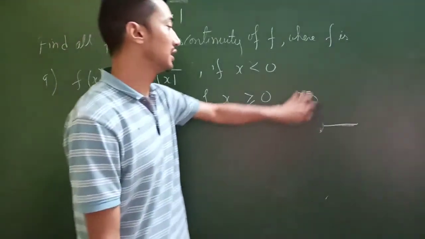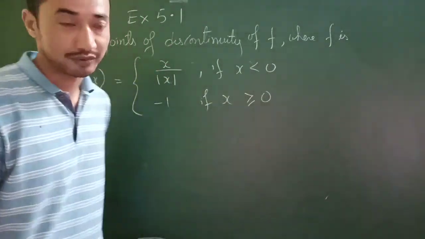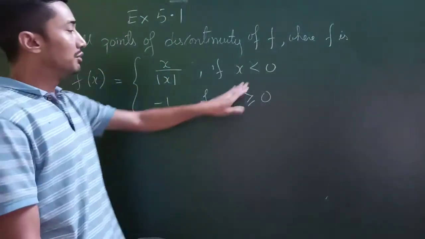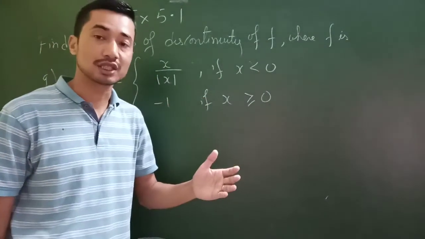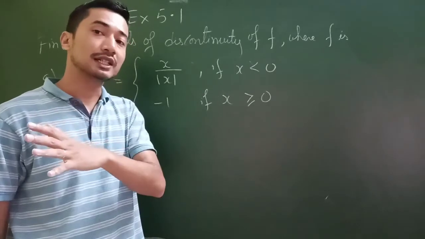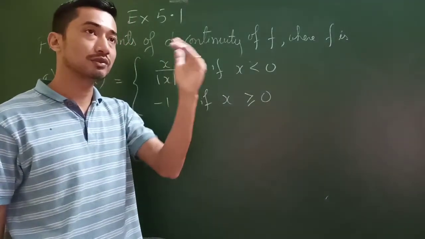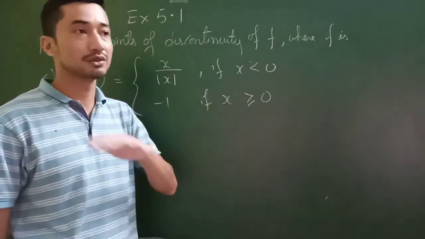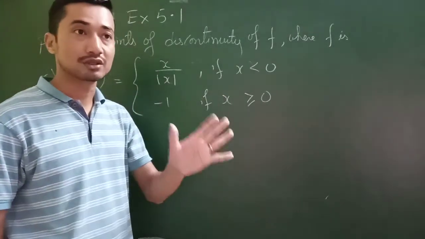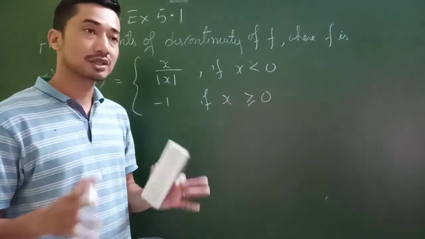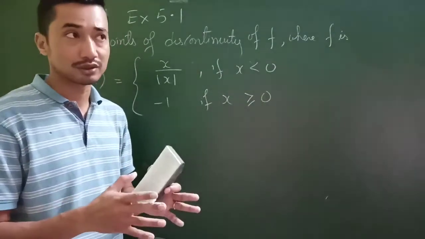So let's check at the point x equal to 0. I hope you've got my point there. For x less than 0, the function is x by mod x, which is a rational function. In the last video we covered that when you have two continuous functions of the form p by q, that will also be a continuous function. And this is minus 1, a constant function. So this is already going to be continuous. Now our concern will be at the point 0 only.